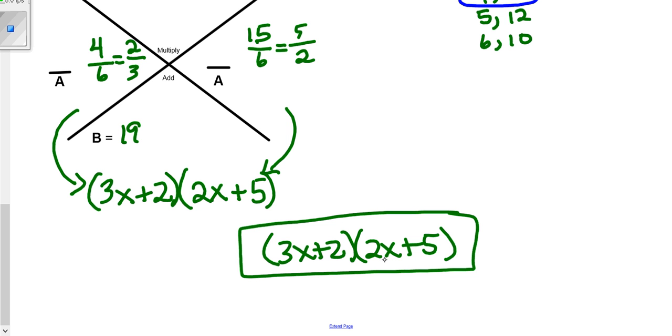3x times 2x is a 6x squared. 3x times 5 is 15x. 2 times 2x is 4x. 2 times 5 is 10. So that'll give you 6x squared. The middle term would be 19x, and your constant is 10. You can always use the FOIL method to check, but that's our first two examples on using the X method when both B and C are positive.